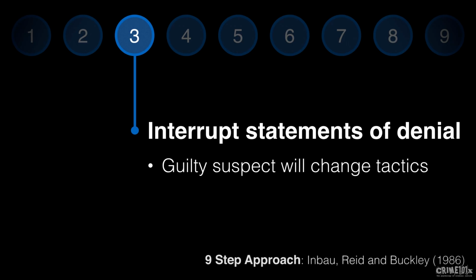The third step, interrupting all statements of denial, aims to end the suspect's repetition of their denial of guilt. And this should actually result in a change of tactic by a guilty suspect. They might provide additional reasons why they couldn't have committed the crime, for example by claiming they didn't have a gun so they couldn't have done it. It's assumed that innocent suspects, on the other hand, will not allow their denials to be cut off.